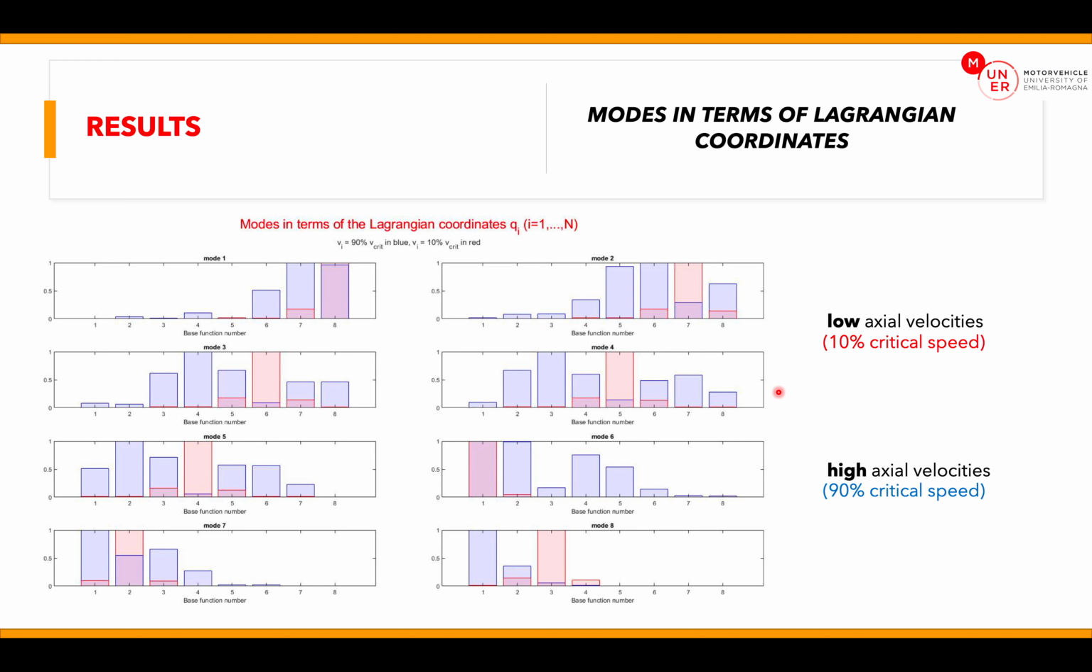Analyzing the mode shapes, it is possible to see in the bar chart that for low axial velocities, so at 10% of the critical speed, each mode is mainly represented by one single trial function. They are in red color. While increasing the axial velocities, so at 90% of the critical speed, the weights of the trial functions on the single mode are more and more distributed. They are in blue color. We can see it here, here, here, everywhere. They are distributed.